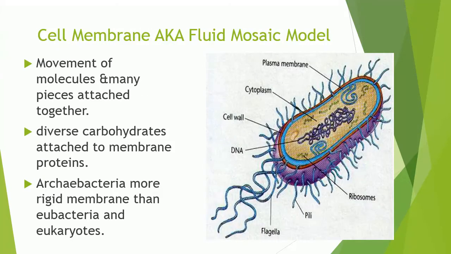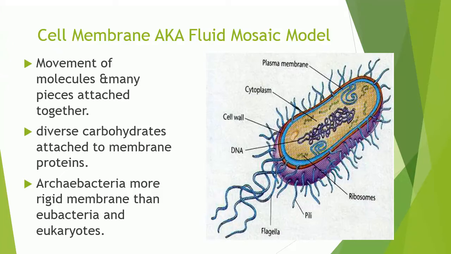The cell membrane, or the fluid mosaic model, will allow things to move in and out. And it's called the fluid mosaic model because there are little pieces meshed together. So a mosaic in art is when you take a bunch of pieces and put them together to make a picture. So that's why the cell membrane is also called the fluid mosaic model. And you have a diverse amount of carbohydrates and proteins attached to that, and you saw that on the last slide. And of course, archaeobacteria are going to have a more rigid membrane than eubacteria and eukaryotes.